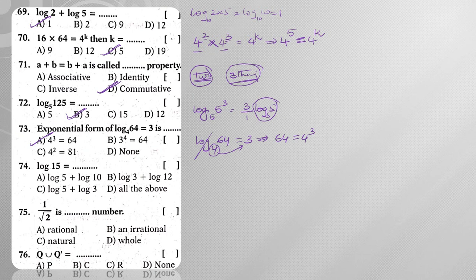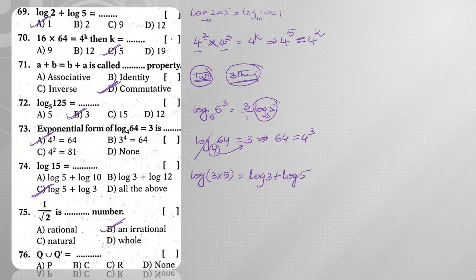Next, log of 15. So 15 I can write as 3 into 5. So log of a into b I can write as log a plus log b, which is nothing but log 3 plus log 5. Log 3 plus log 5. Option C will be my answer. So 1 by root 2. So 1 by root 2 is clearly an irrational number.